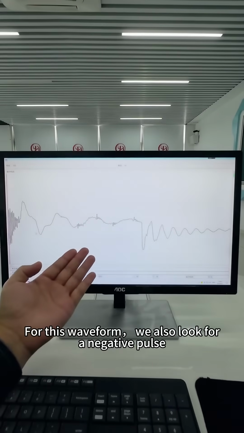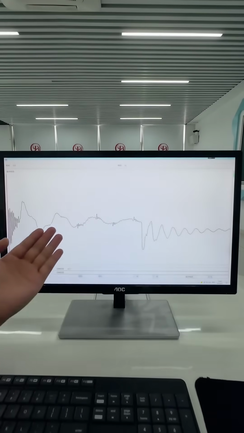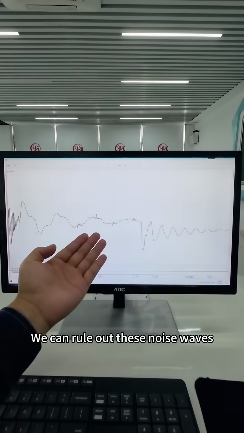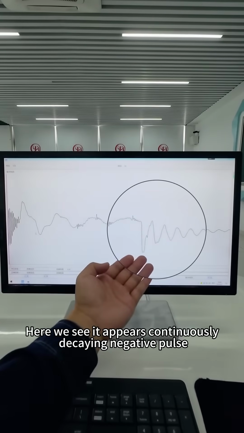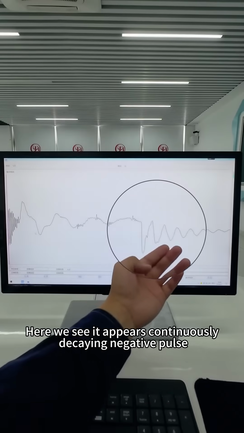For this waveform, we also look for a negative pulse with continuous decay. None of the previous ones fit the rules, so we can rule out these noise waves. Here we see a continuously decaying negative pulse.